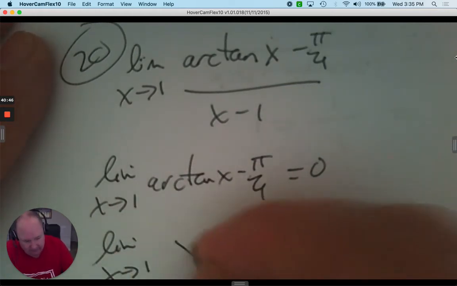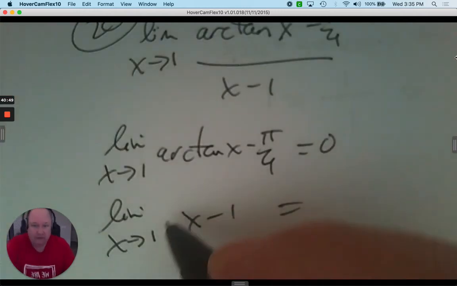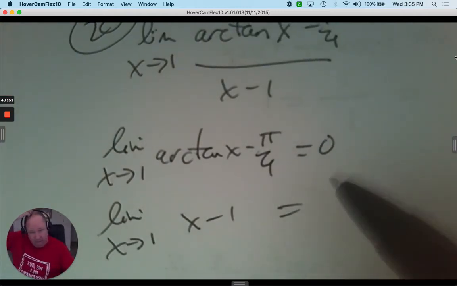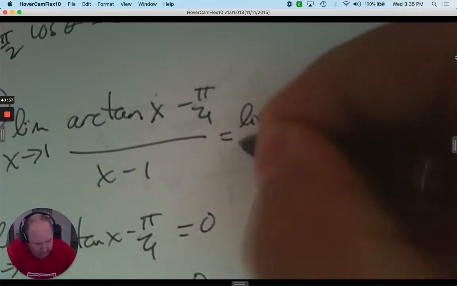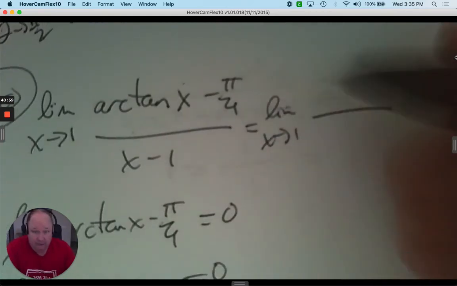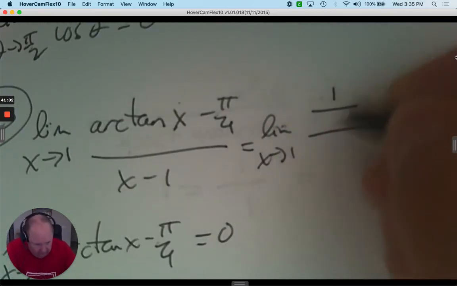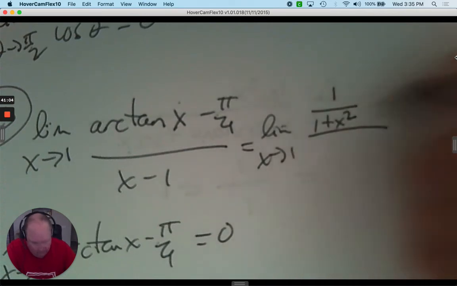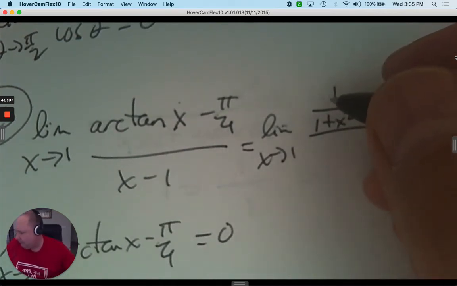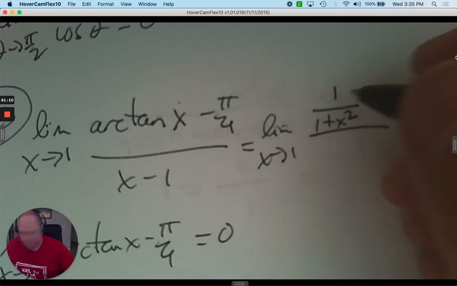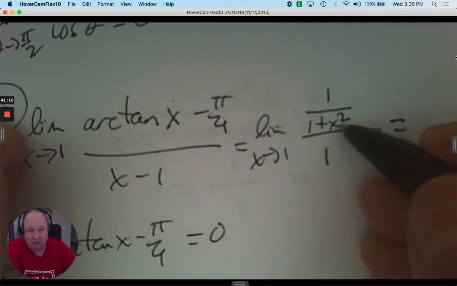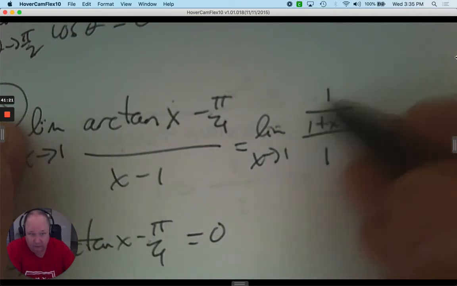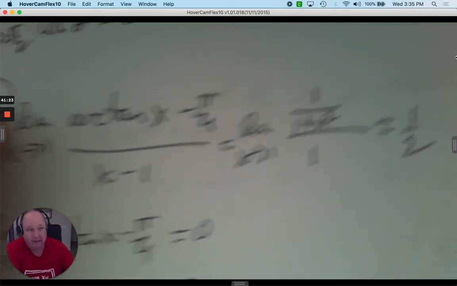The denominator, what's the limit as x approaches 1 of x subtract 1? Plug in 1 for x, and the answer is 0. It's indeterminate, so I'm going to use L'Hôpital's rule. So the derivative of arctangent is a fraction. It's 1 over 1 plus x squared, right? Make sure I remember my derivative rules. And the derivative of x subtract 1 is 1. So now I'm going to plug 1 in again, and it's 1 squared. So it's 1 over 1 plus 1. So that answer is 1/2 divided by 1, or 1/2.